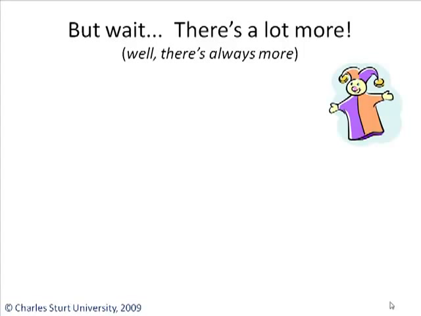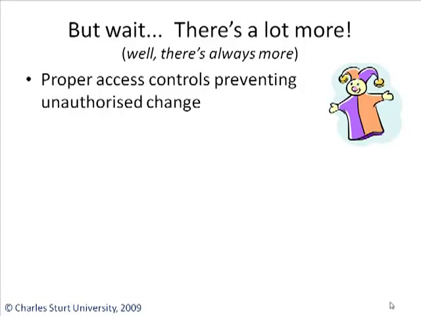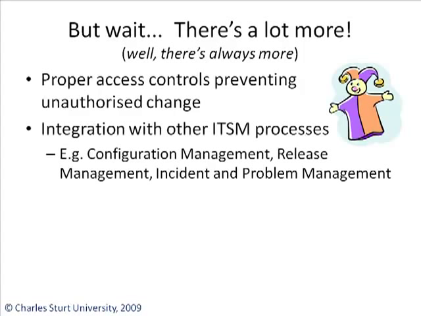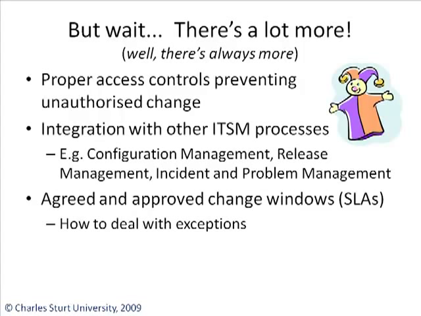But hey, wait, there's a lot more. Well, there's always more. There's more related to the change policy. For example, we need proper access controls preventing unauthorized change. If we put proper access controls in place, for example, locking the rooms, then we're making it more difficult for people to make unauthorized changes. So it helps us to bring changes under control. We want to make sure that change management is properly integrated with other IT service management processes, especially configuration management, release and deployment management, incident and problem management. We want agreed and approved change windows, typically agreed within the service level agreements. And we also want to make sure that we know how to deal with exceptions.